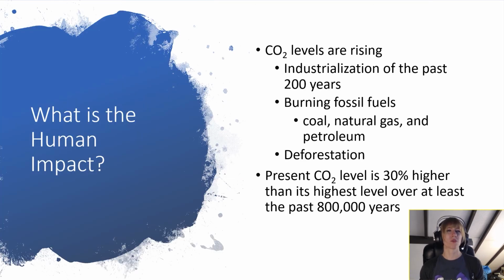So what is the human impact? CO2 levels are rising, and mostly because of industrialization of the past 200 years, where we have been burning fossil fuels, coal, natural gas, petroleum, and of course, deforestation, which is part of why we have natural forests and national parks in the United States. It's to help preserve. So industrialization has caused a lot of problems and lots of effects.